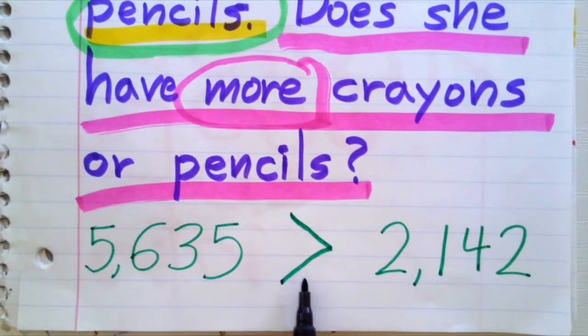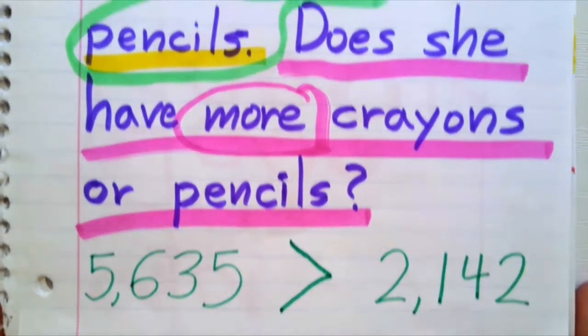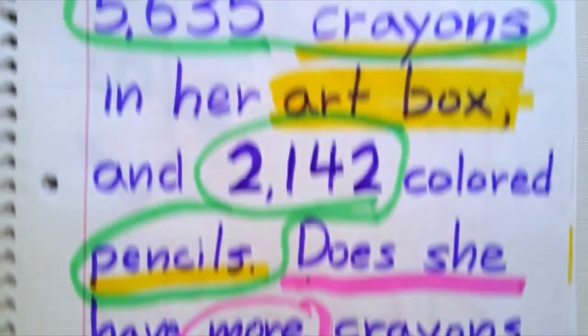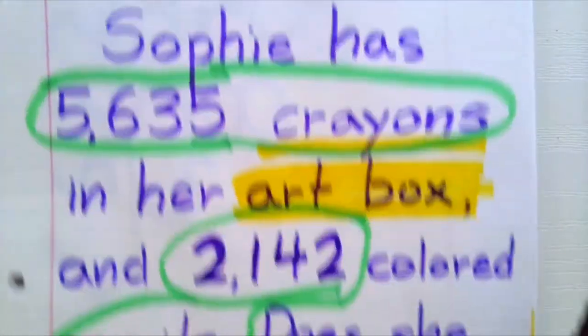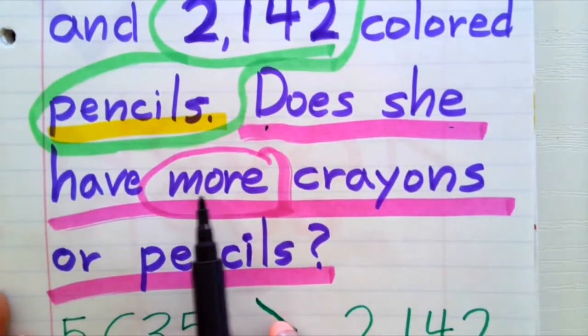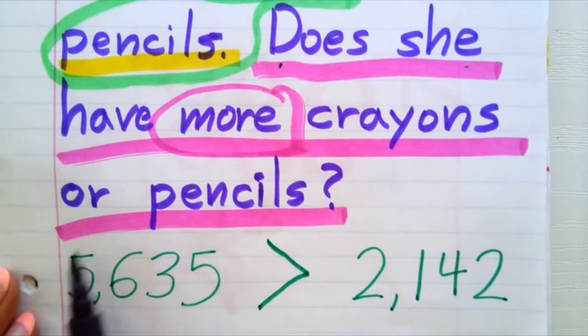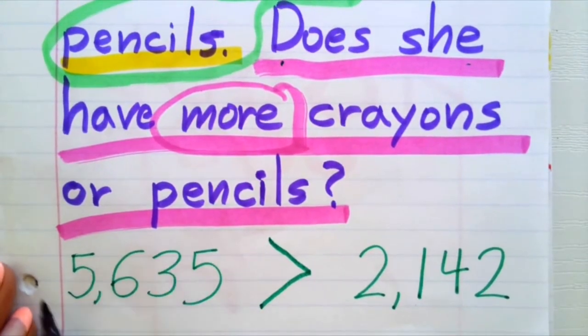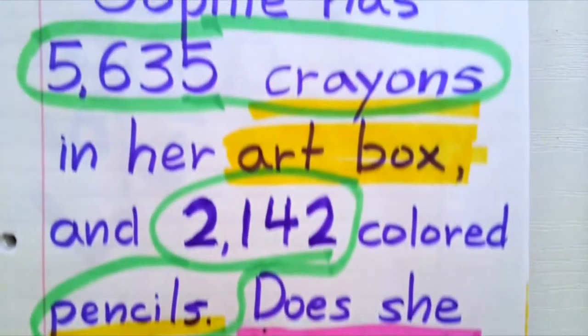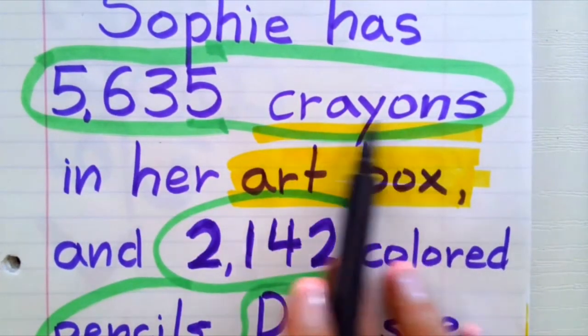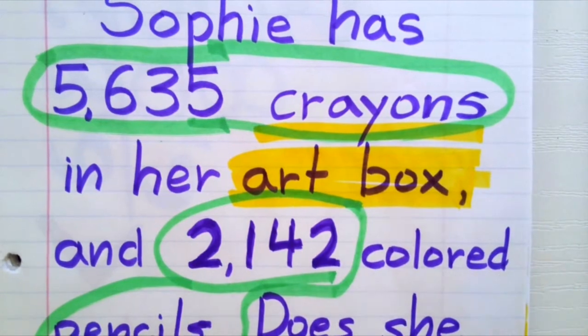5,635 is greater than 2,142. But what is the question asking? Does she, Sophie, have more crayons or pencils? This is what she had more of. What did that number represent? 5,635 crayons. So she has more crayons.